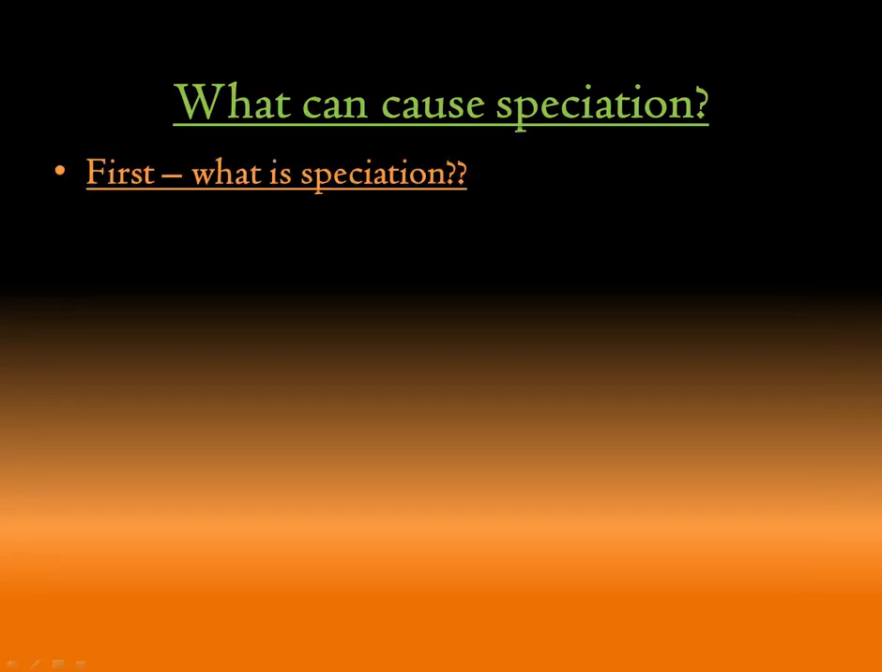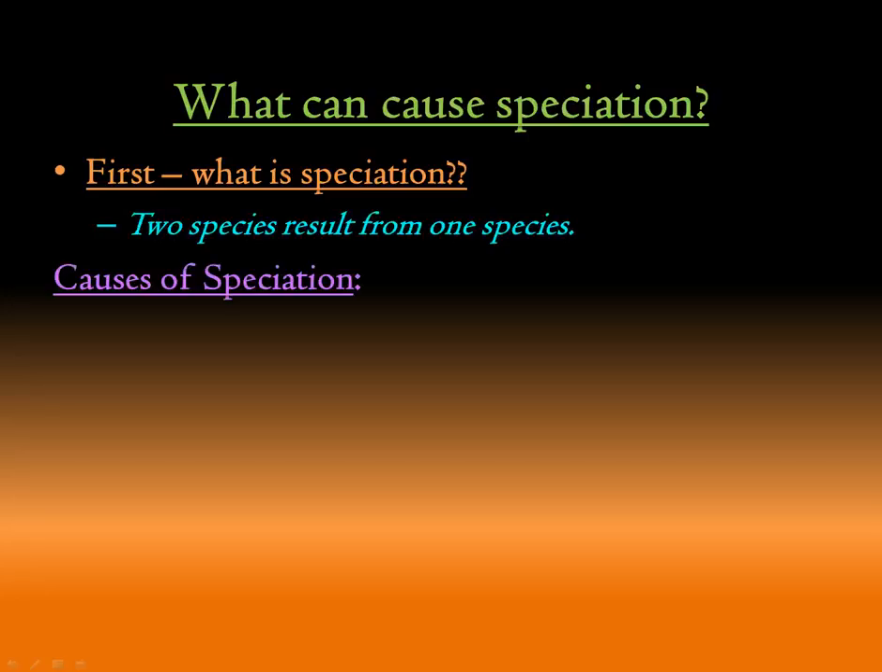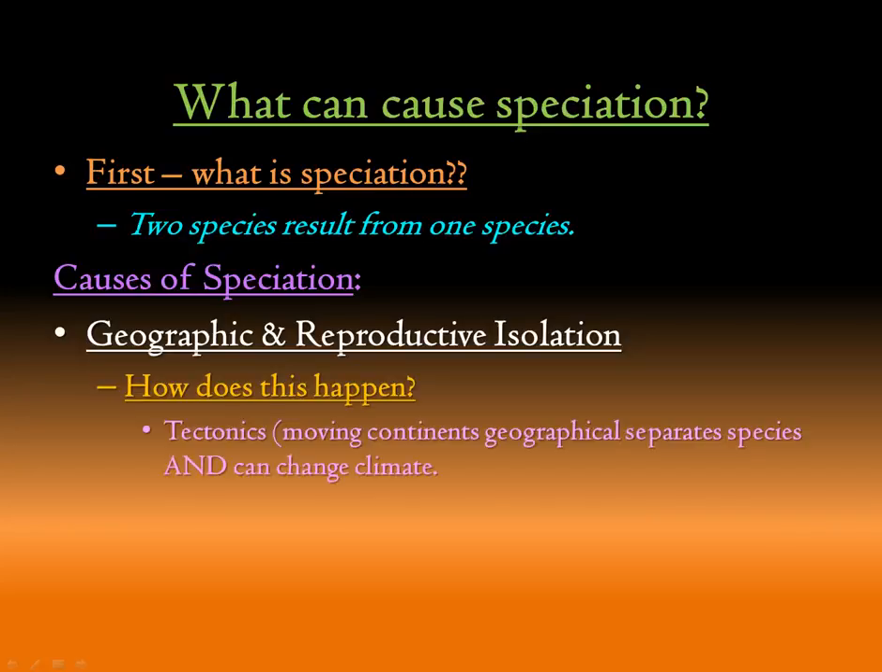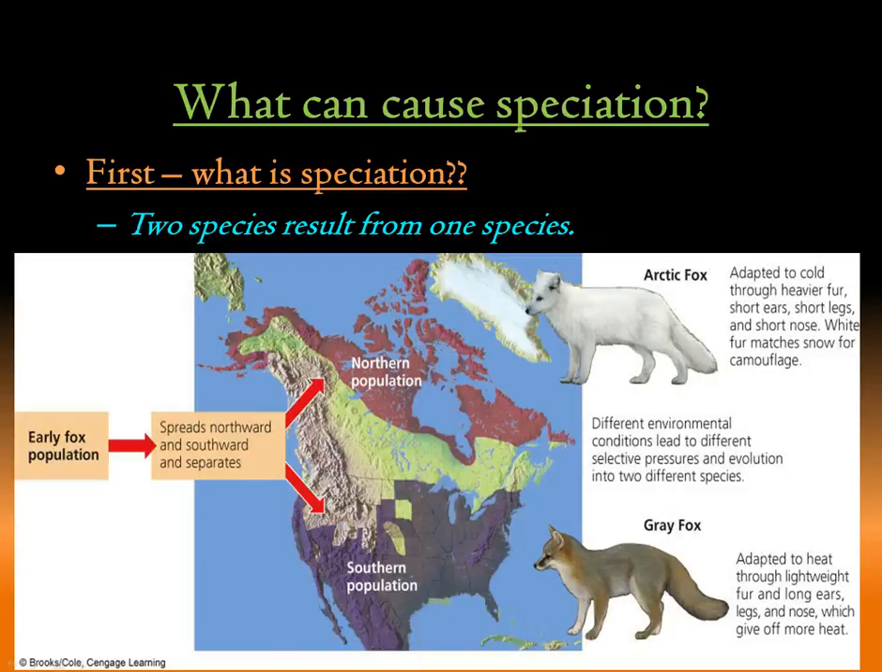So, speciation. First of all, we need to know what speciation is. As you should remember from biology, two species result from one species. And so the causes of speciation can be any number of things. One of them is geographic and reproductive isolation. This can happen because of tectonics, the continents moving around, and the continents moving also changing climate. Both of those can cause some sort of isolation of species geographically or reproductively. And then natural disasters. Any number of natural disasters can separate species, and therefore they would not be able to successfully reproduce and carry through with the one species they were in.